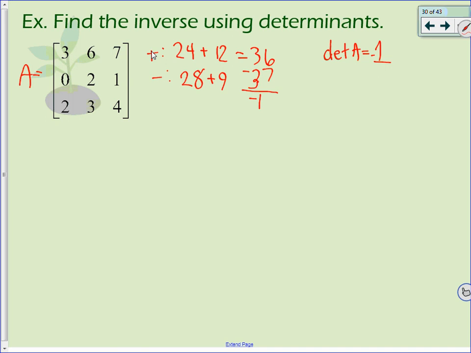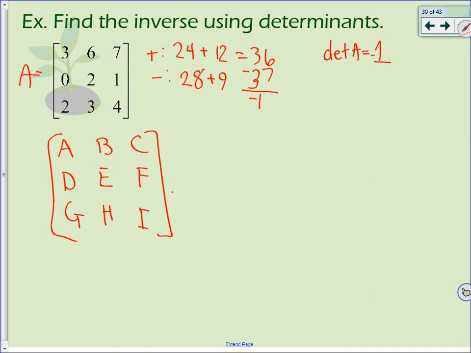Now we're going to find all of the cofactors. So A, B, C, D, E, F, G, H, I. Let's just find the cofactor matrix. So A, ooh, I'll use colors here. A, I cross out the row and the column that the first is in. And then I find the determinant of that matrix, which is 5. Okay, so capital A is 5.